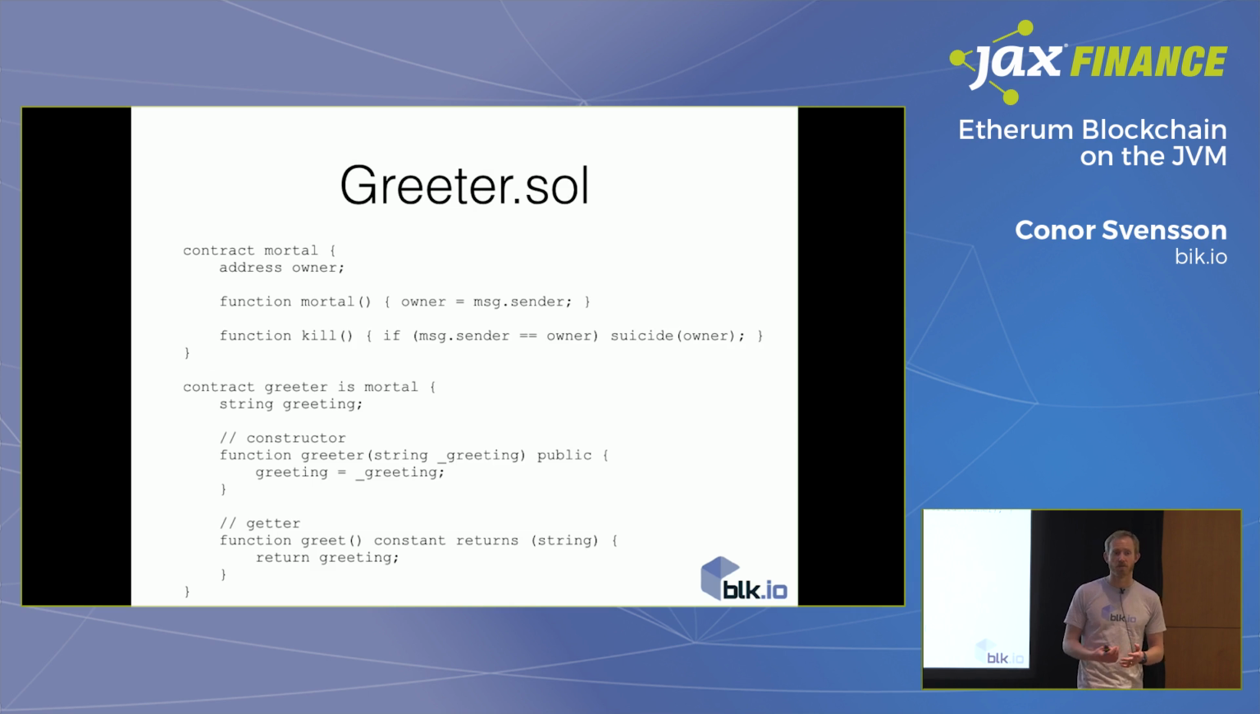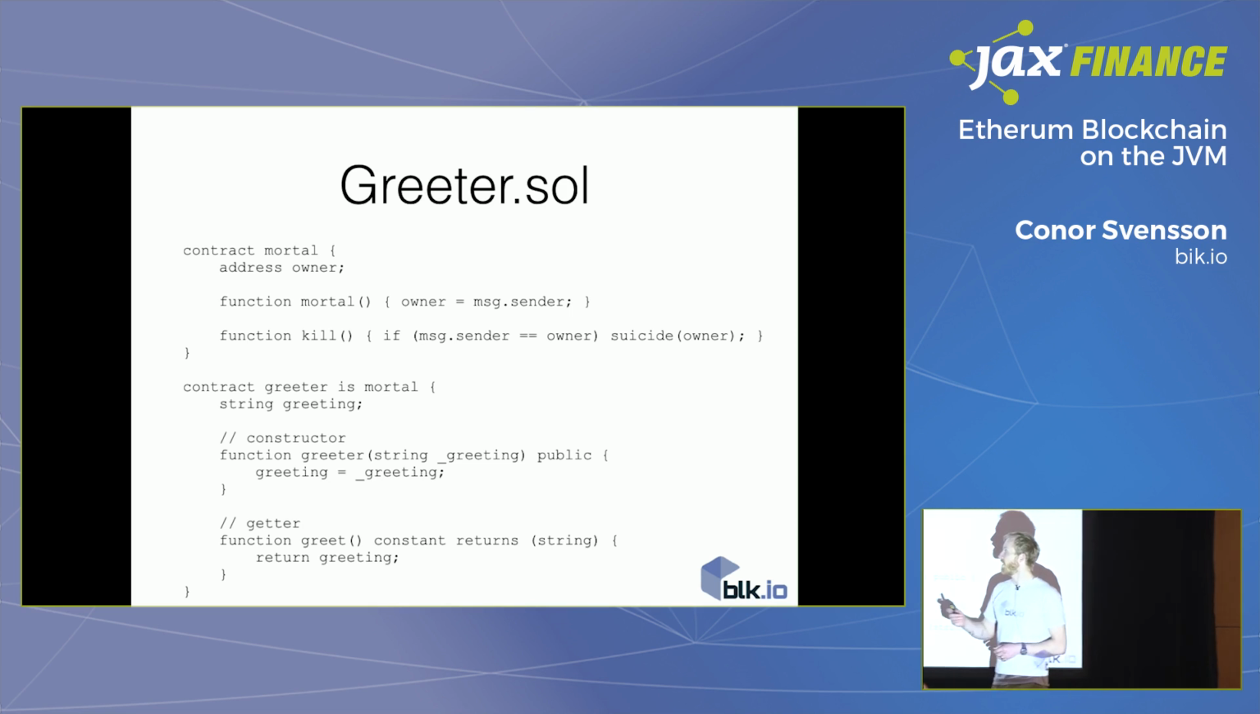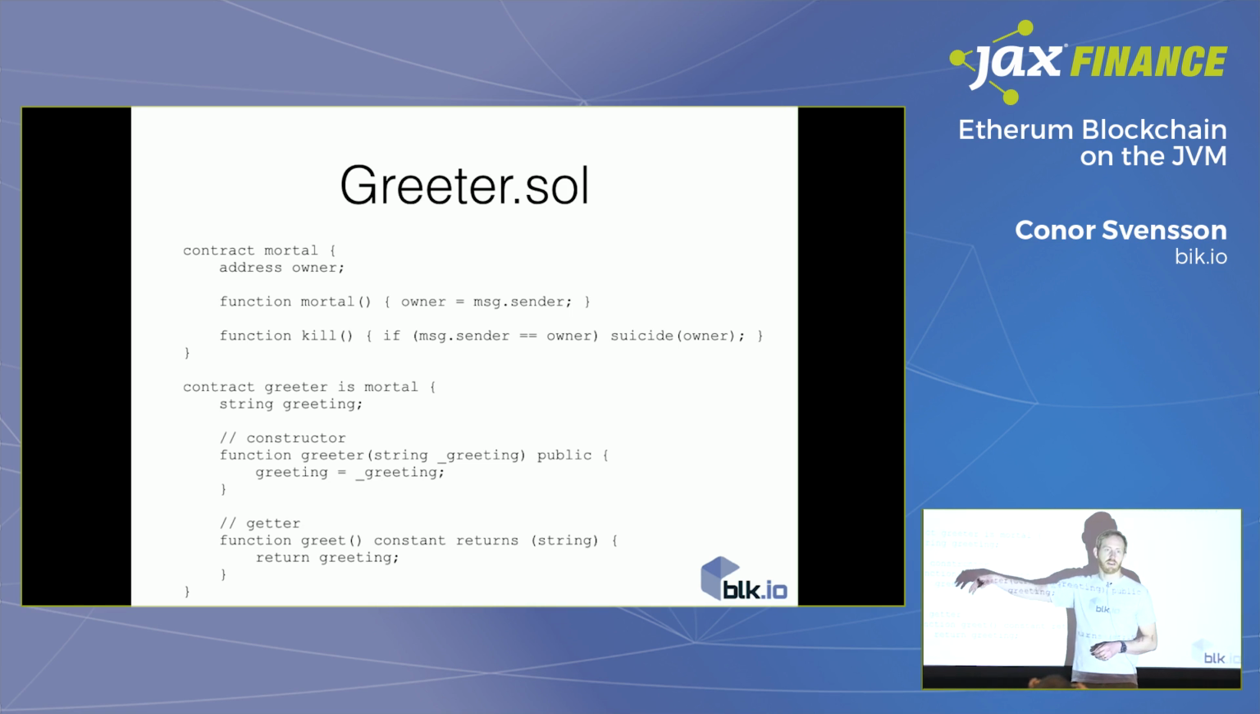So this is what a smart contract looks like. This one's called the Greeter, which is really your hello world in Ethereum. The idea here is that you've got a contract, which you can think of as similar to a class level declaration. We've got the contract, which is called Greeter. We're saying Greeter is mortal, which basically means it's inheriting from this smart contract up here.